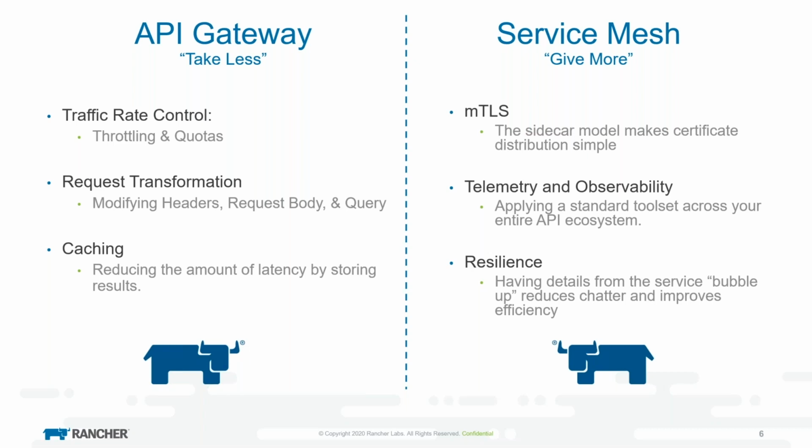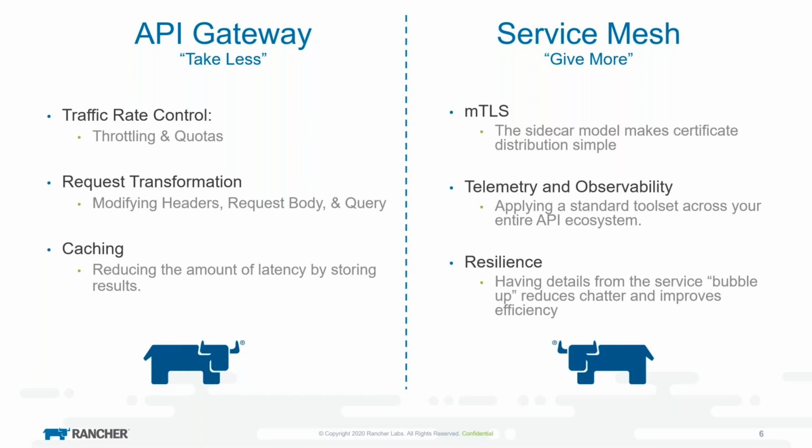Some examples are traffic rate control, throttling and quotas, being able to say that if somebody's spamming this API, you'll throttle them down based on maybe headers or JWTs associated with them. Giving a specific user only X amount of requests within an hour to a specific API is a good way to safeguard yourself from basically distributed DDoS attacks.